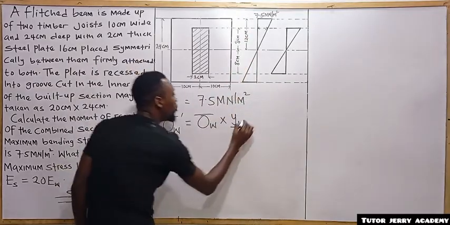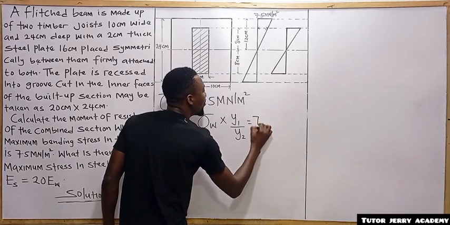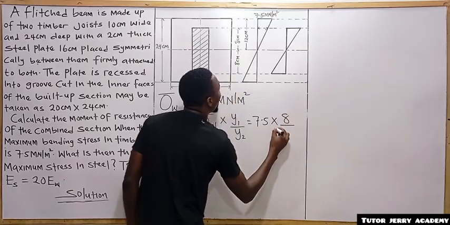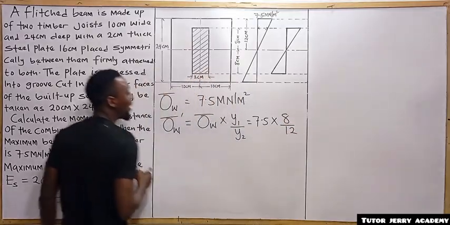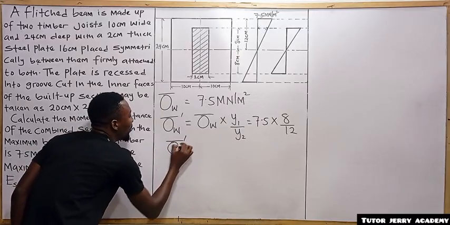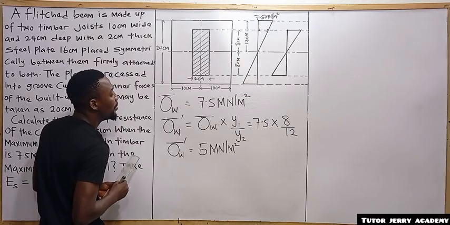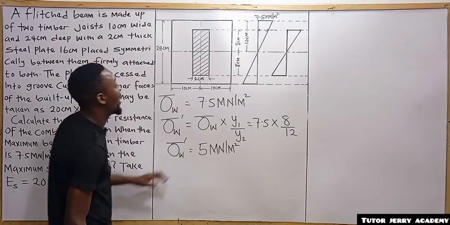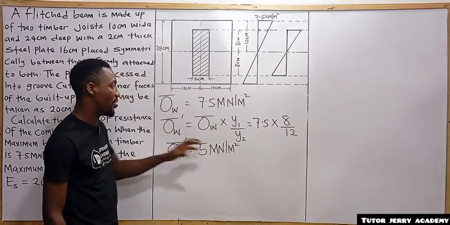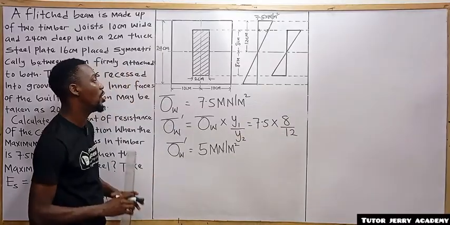be what? 12. So if we substitute, we are going to have 7.5 multiplied by 8, then divided by 12. So by the time you press that in your calculator, you are going to have the value of 5 meganewton per meter square at 8 centimeter from the neutral axis. So if you press this in your calculator, this is what you are going to have.